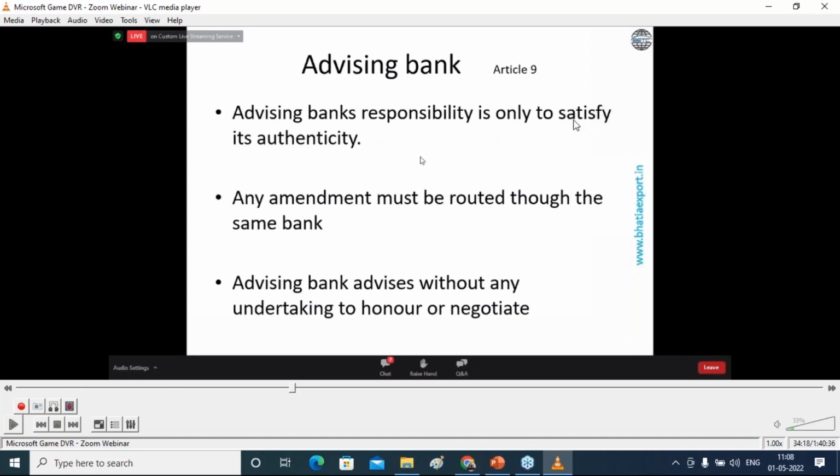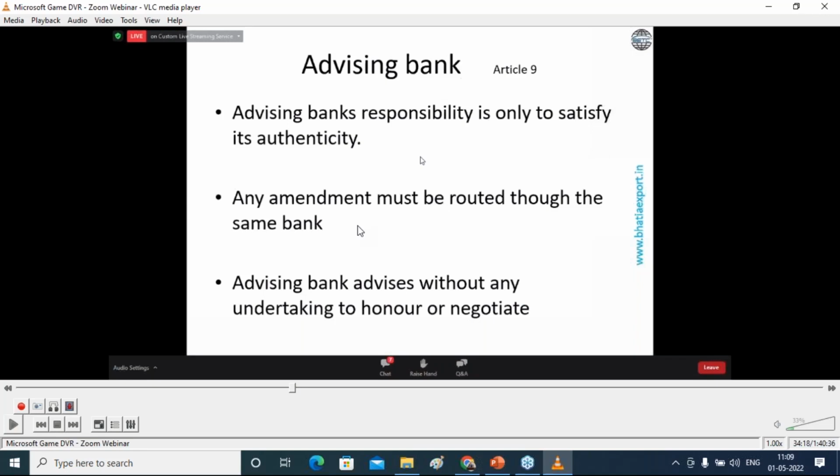The advising bank's responsibility is to satisfy itself of the LC's authenticity. Any amendment must be routed through the same bank. Again, whatever amendments you want to the LC, they have to be given by the issuing bank only. The issuing bank opens the LC, so that is the opening bank, and the same routing has to happen. For example, this exporter is in India, the Indian bank receives it, and amendments should reach the same bank. It is not through any other bank, because the original LC was also received in the bank in India, and the amendments should also be routed through the same bank.